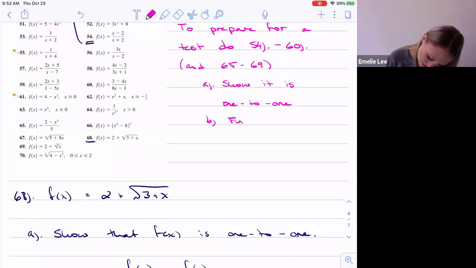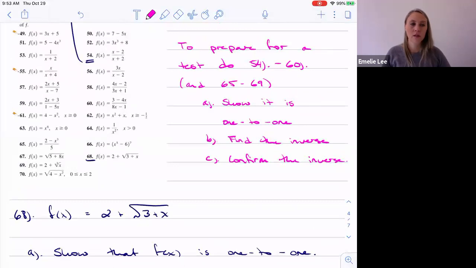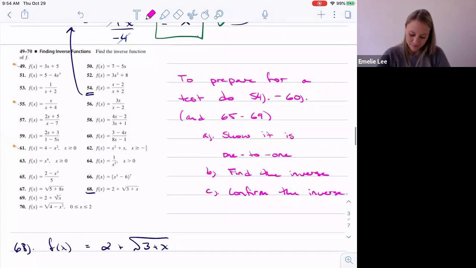B, find the inverse. C, confirm the inverse, just like we did below. Okay. Definitely some sort of test question coming at you. So just to prepare for that, just work through those problems. Okay. All right.